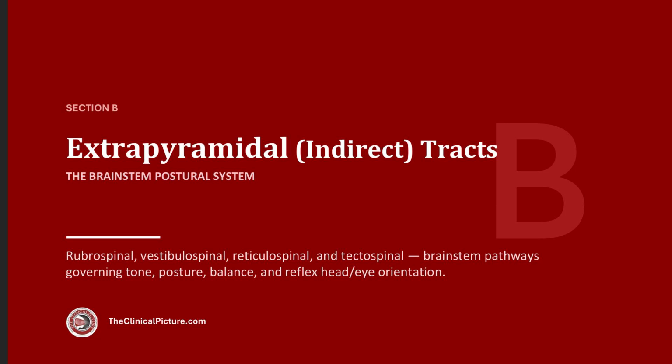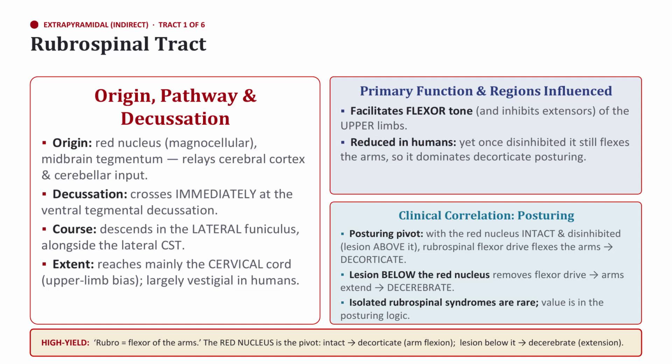Now the extrapyramidal system, the brainstem postural pathways: rubrospinal, the 2 vestibulospinal, the 2 reticulospinal, and tectospinal. 6 cards. For each, keep asking, does it cross and does it drive flexion or extension?